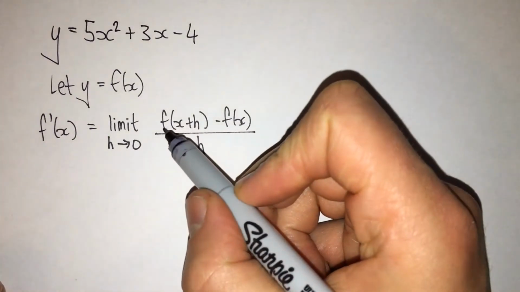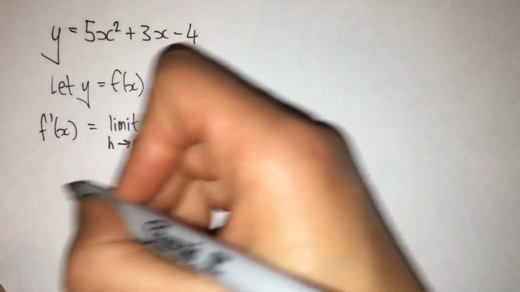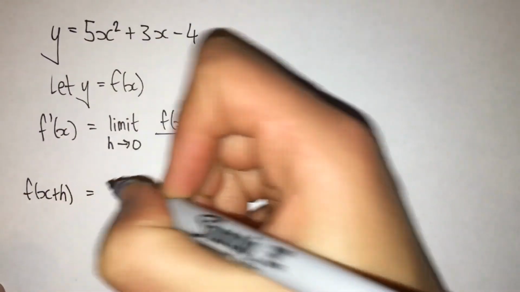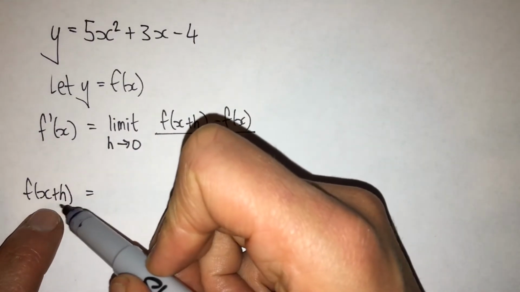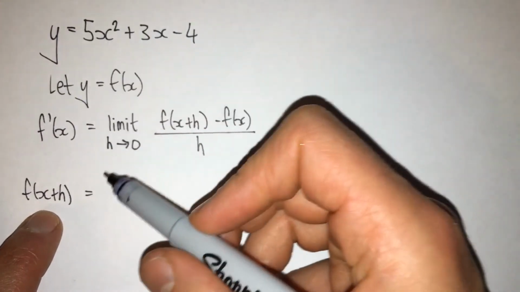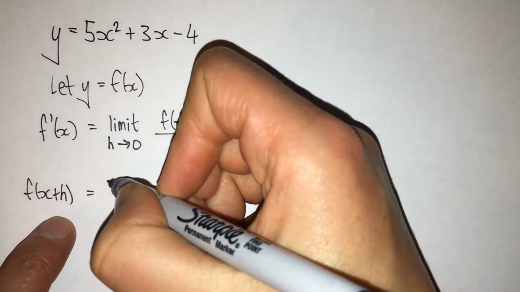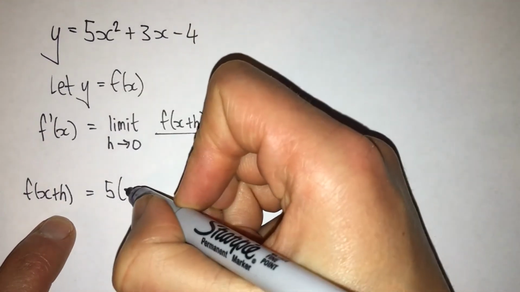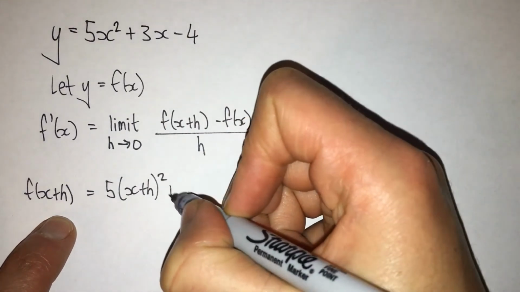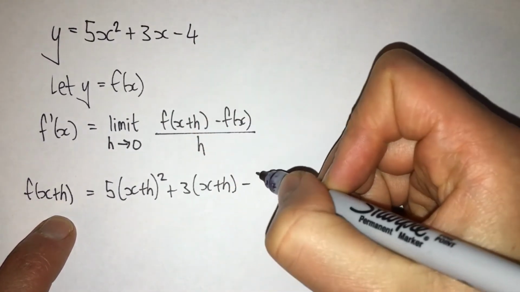I'm going to work out what f of x plus h is and then substitute that into this. So f of x plus h, what we're doing is we're taking x plus h as the input of this function, which at the moment is x. So everywhere we see the x, we're going to write x plus h. So I've got 5 lots of x plus h, and that part is squared, plus 3 lots of x plus h minus 4.